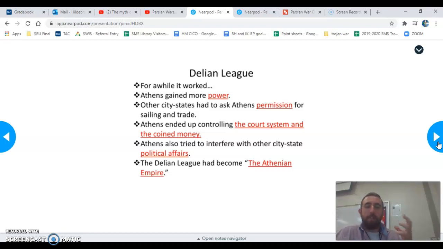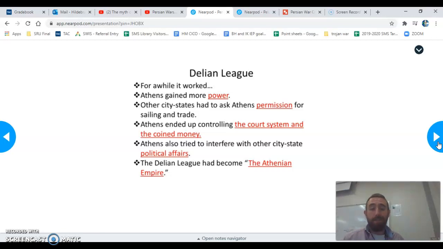But then the power starts to go to Athens' head, right? They start to get a little prideful. They basically start to control the seas and control trade. They start demanding that cities ask permission to travel. They start demanding that all trade kind of moves through them, and they have to approve all the trade. They also start kind of regulating the currency and the money from the different cities.